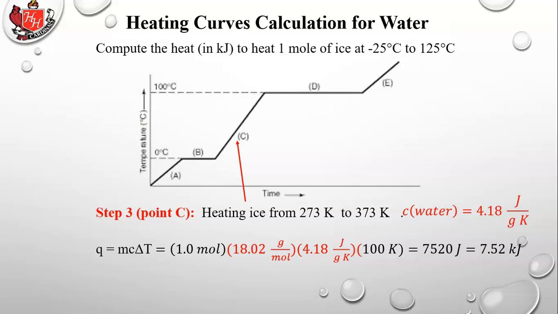So what that means, again, is to raise 1 gram of water by 1 degree Kelvin will take 4.18 joules of energy. So again, we have to convert the mole into grams, so it's 1 times 18.02 times the specific heat, and the change in temperature, delta T in this case, is 100 Kelvin. That gives us 7,520 joules, or divide by 1,000, you get 7.52 kilojoules. So there you see it added up there in the upper right hand corner of the slide.